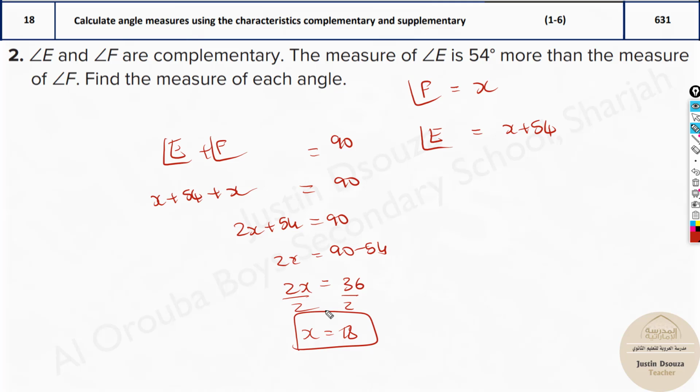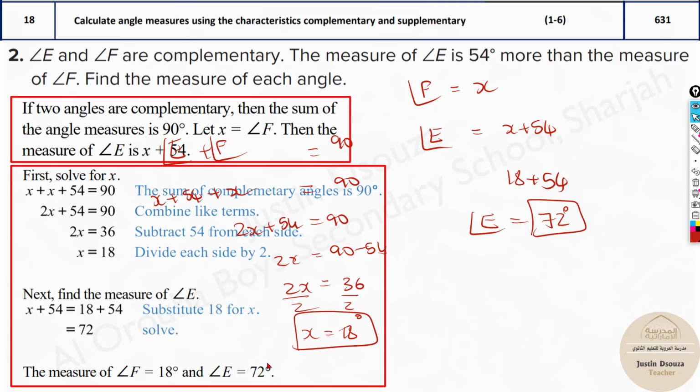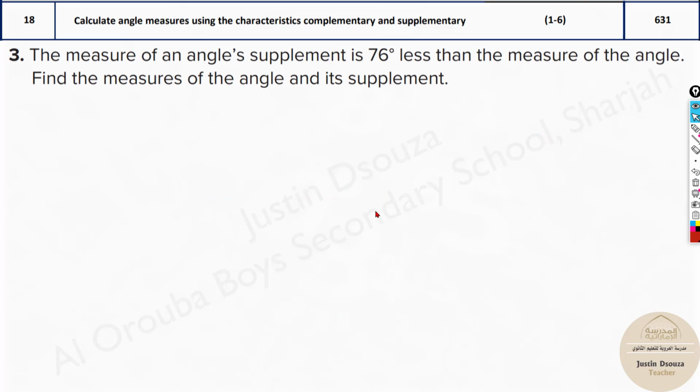You can just use the calculators for this. And then once you have found x as 18, that is angle F, what is angle E? So it is 18 plus 54. So angle E will be equal to 72. That's the answer, 72 degrees and 18 degrees. So there you go, these are the answers. It's very simple, just read the question and then you'll understand.